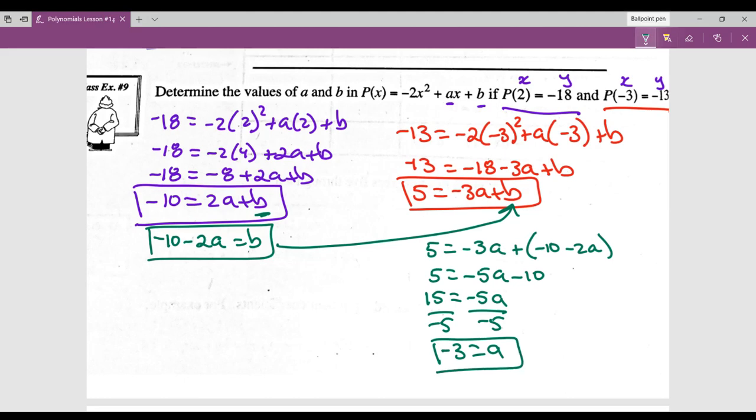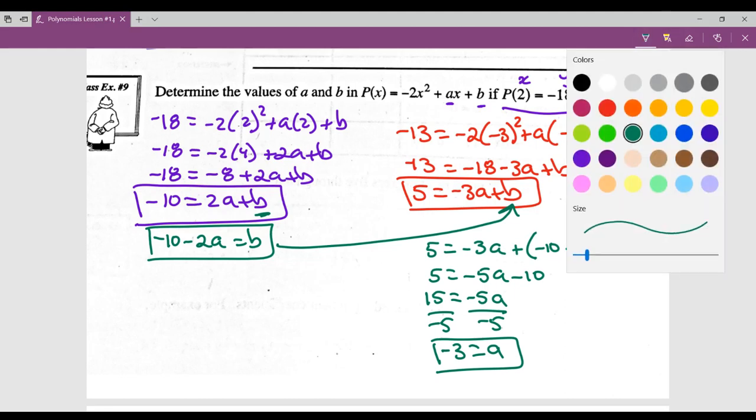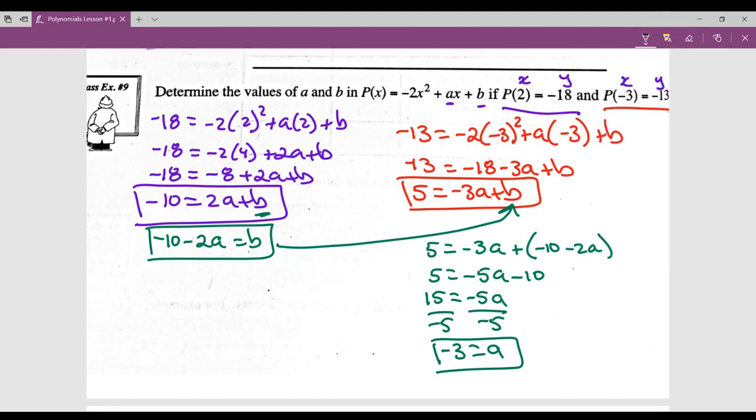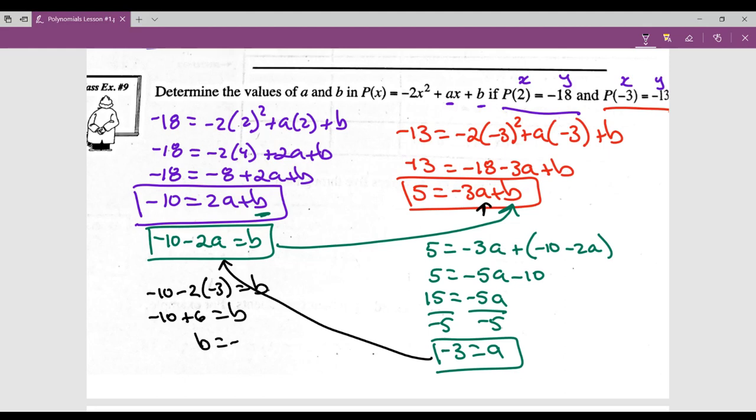All right. Once you know a, you can solve for b. So how am I going to do that? I'm going to put that right there into that a, and I'll spit out b. You could put it in the other a there, excuse me, and solve for b. It doesn't matter. So negative 10 minus 2, instead of writing a, negative 3, is b. Negative 10 plus 6 is equal to b. b is negative 4. And there's your two answers: a is negative 3, b is negative 4.